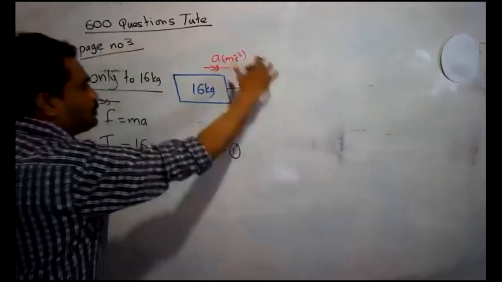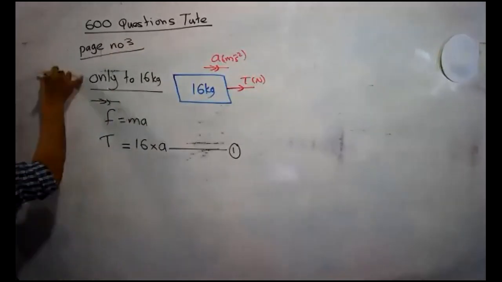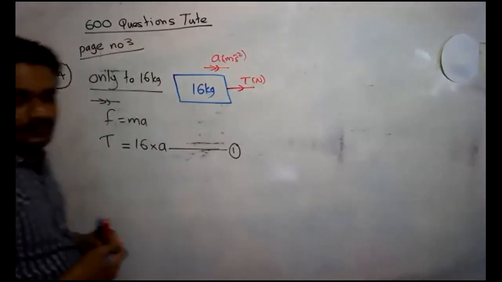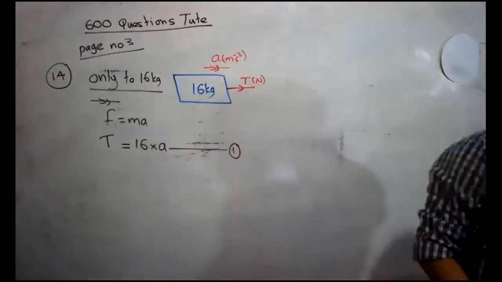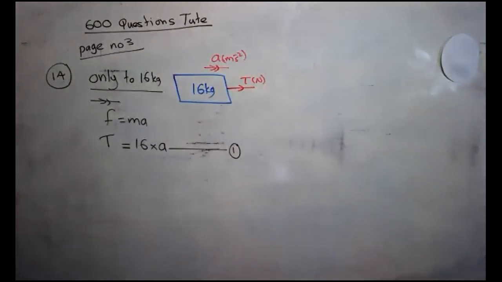So I would like you to write down everything. This is question number 14. I know that you have already drawn the complete figure, but if you draw this separately, it will be easy for you to understand. So draw it there and write down everything.